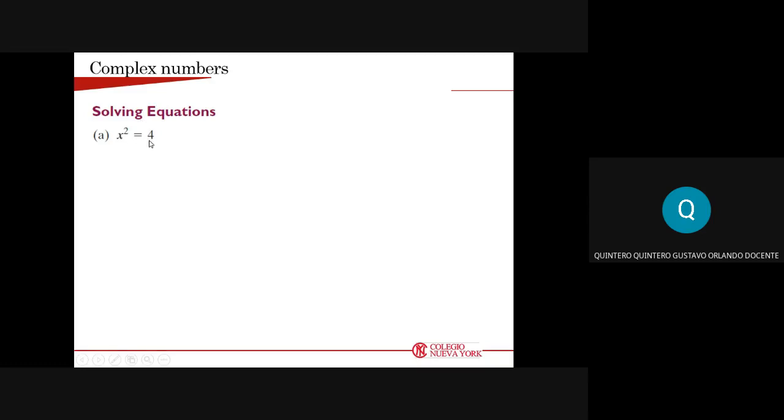x squared equals 4. As we know, we isolate the x by taking the square root, but the square root can be positive or negative. The square root of 4 is 2, meaning the solution is positive 2 or negative 2. Since this is a quadratic equation, we possibly have two solutions, one positive and the other negative. The equation has two solutions, negative 2 and positive 2.